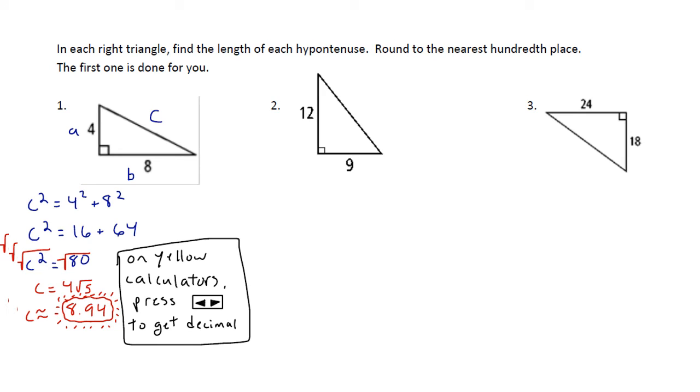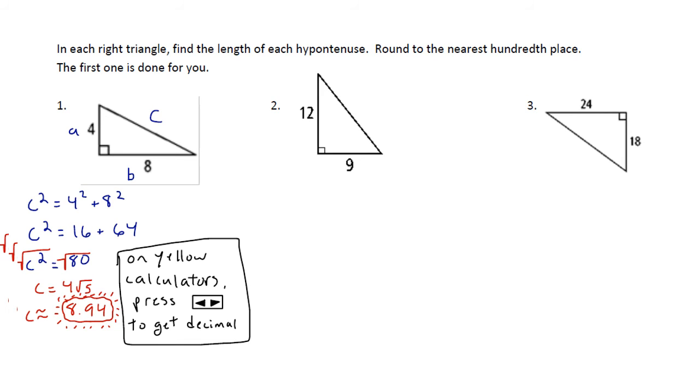Now when you push the square root of 80 on those yellow calculators, you get 4 radical 5, or 4 square root 5. Let's turn that to a decimal. So push the little white button above the enter button. It has little arrows on it. And you should get 8.94. If you are having trouble getting that answer, ask someone around you, and hopefully they can help you figure out how to get 8.94.